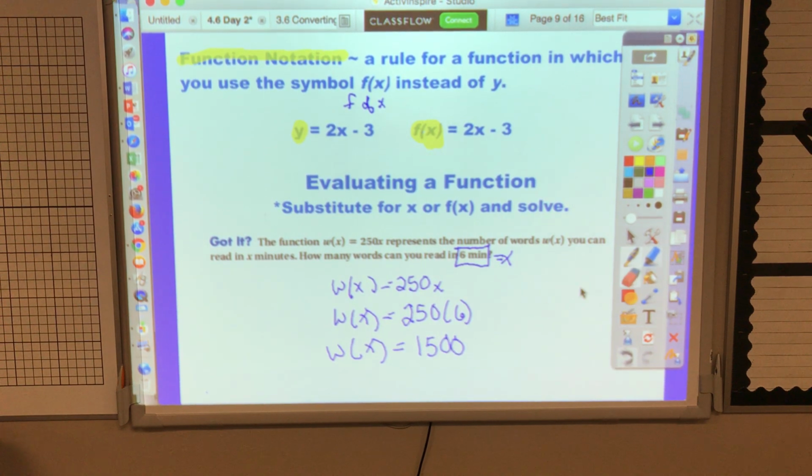And actually, lots of times when you write these, you'll plug in the 6 for this x as well. So we're saying the function when solved for 6 is this. It was asking for how many words you can read in 6 minutes. The answer is 1,500 words. Okay, so you're still just evaluating. Function notation is still just an equation, just that f of x is representing a single term, single variable. So let's look at some more of those.